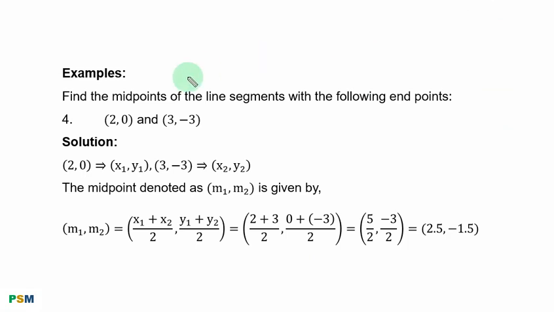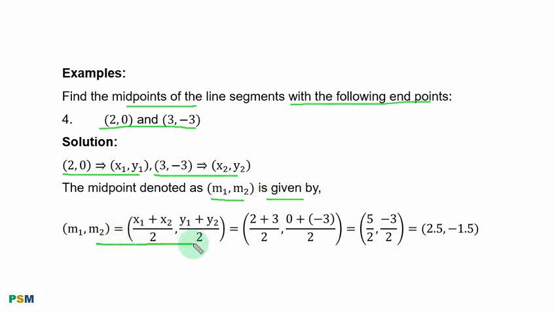Examples: find the midpoints of the line segments with the following end points. Number 4, you have these end points. The first ordered pair implies X1, Y1. The second ordered pair implies X2, Y2. The midpoint denoted as M1, M2 is given by this formula.